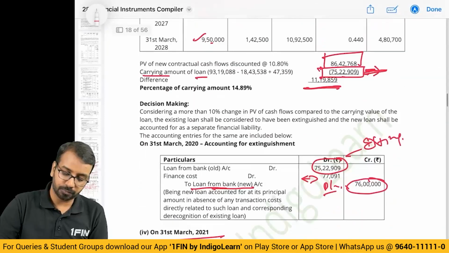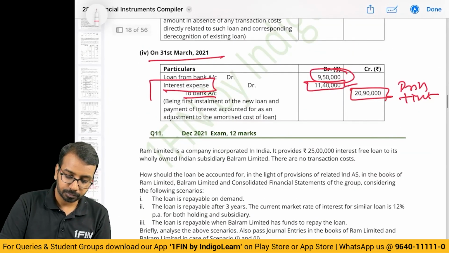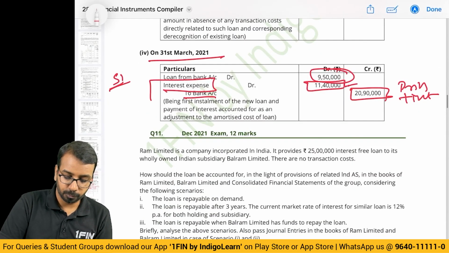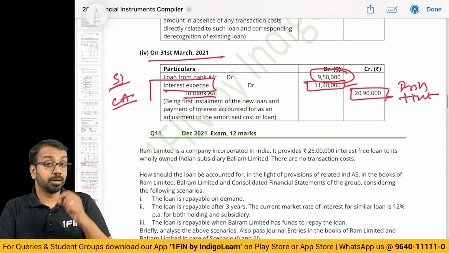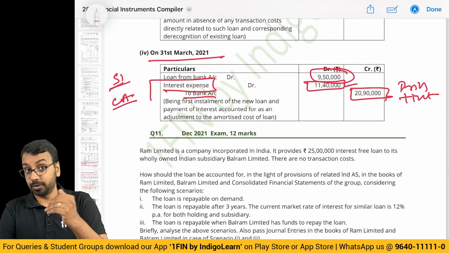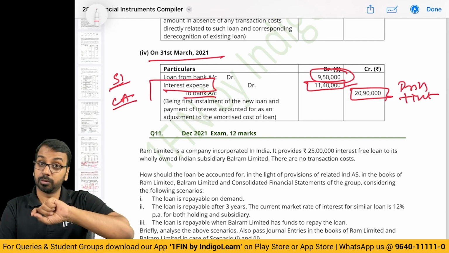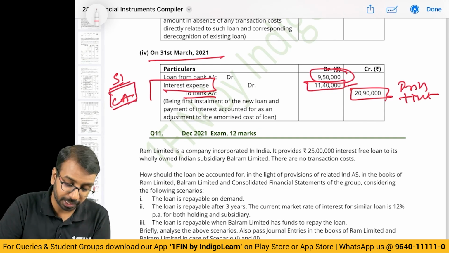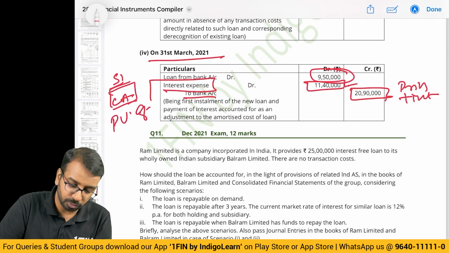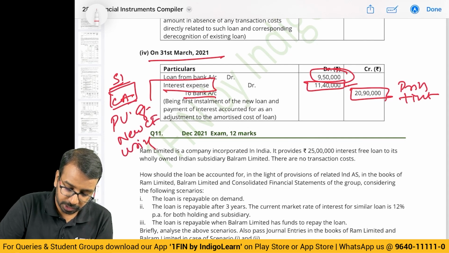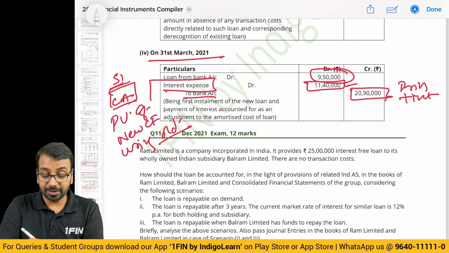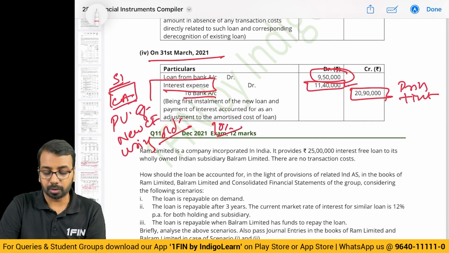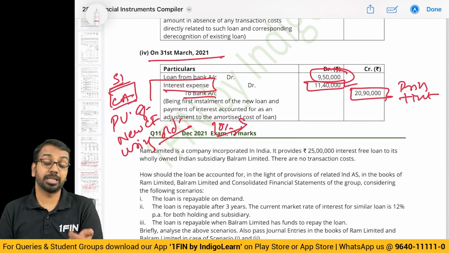If you get a question, first, step 1 is to calculate what is the carrying amount. If you have paid any transaction fees and all of that, you will debit it to this amount only if it is under modification accounting. But first you will calculate the carrying amount. Then you will calculate present value of new cash flow using old rate. If the difference is 10% or more, then you will follow extinguishment accounting.